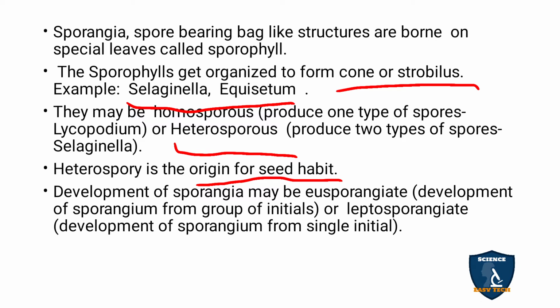It is called eusporangiate. And leptosporangiate means the sporangia arise from a single initial. It is called leptosporangiate. So lepto means the sporangia developed from a single initial. Eusporangiate means the sporangia developed from a group of initials. Keep it in mind if they ask in 1 mark as well as in 2 marks what eusporangiate means. The sporangia arising from a group of initials is called eusporangiate, and leptosporangiate means the sporangia arise from a single initial.